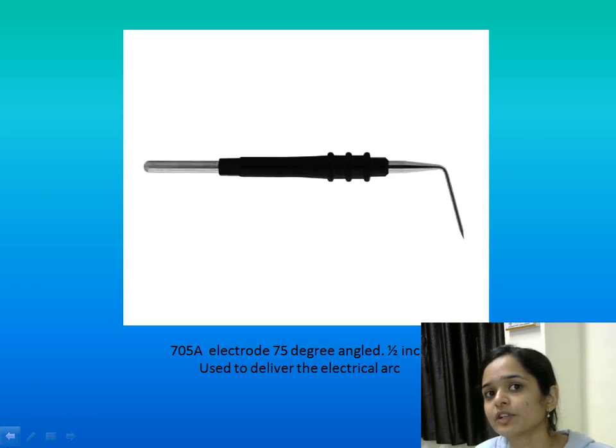For pulpotomy, we'll use this 75-degree angled electrode, length is half inch, used to deliver the electrical arc. 705A electrode.